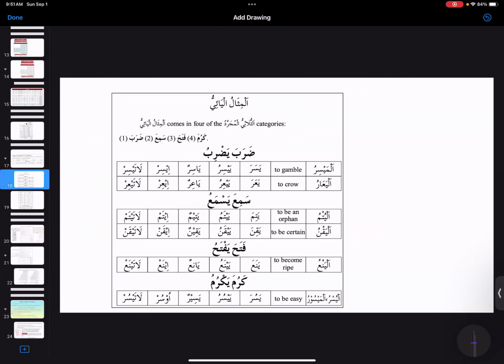And Mithal Yai can come from Bab Daraba. The examples are yasara yaysiru or ya'ara yay'iru. And then it can come from Bab Sami'a: yasima yaymau, yatima yaytamu, or yakina yaytanu. It can come from Bab Fataha, for example yana'a yayna'u, and it can also come from Bab Karuma: yasura yaysuru.